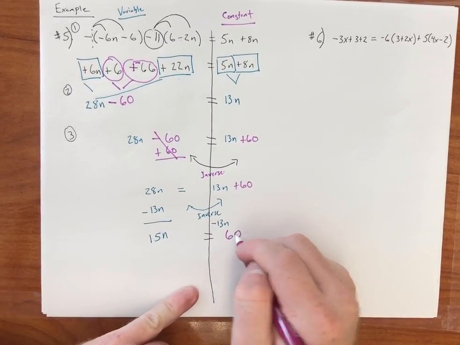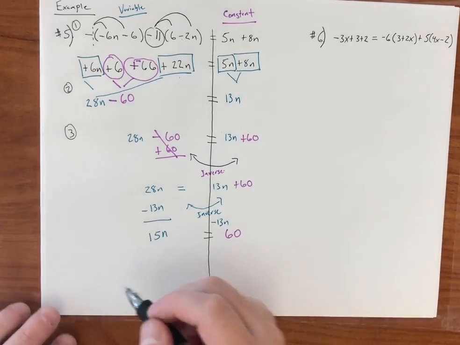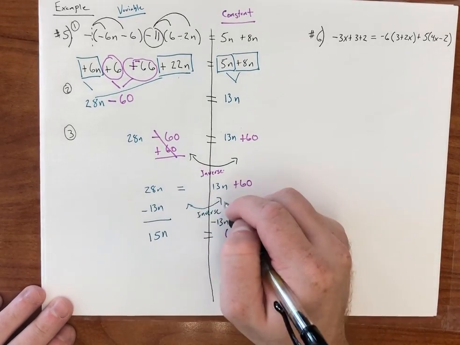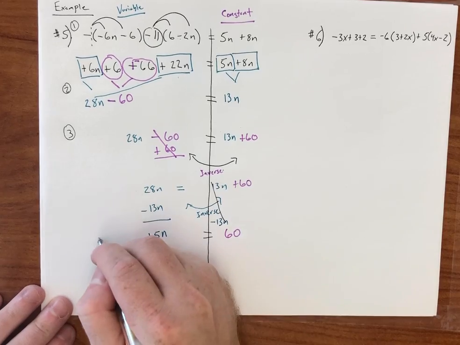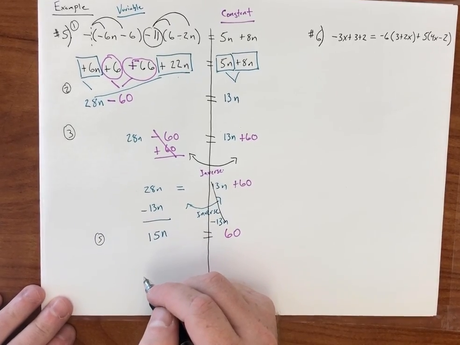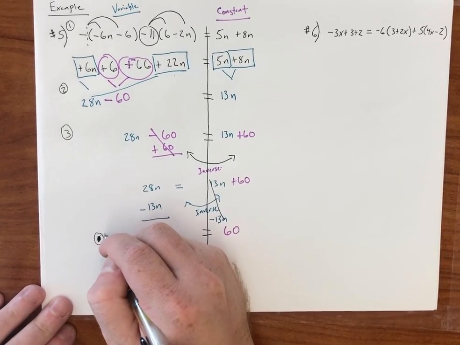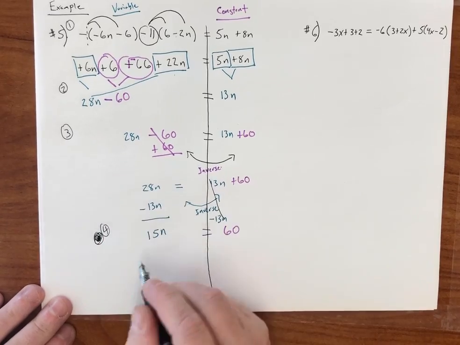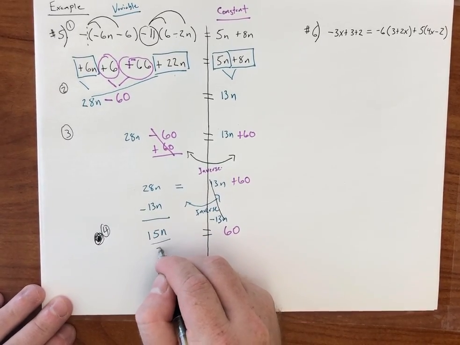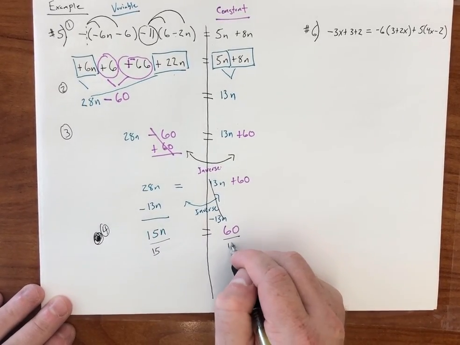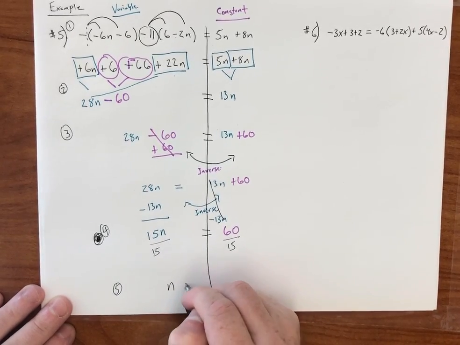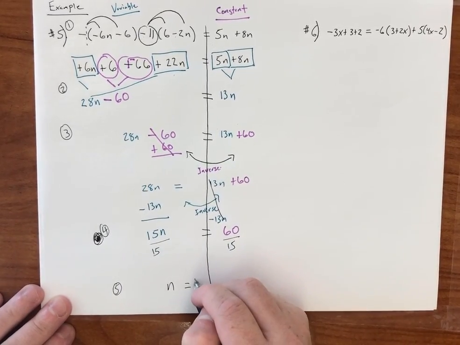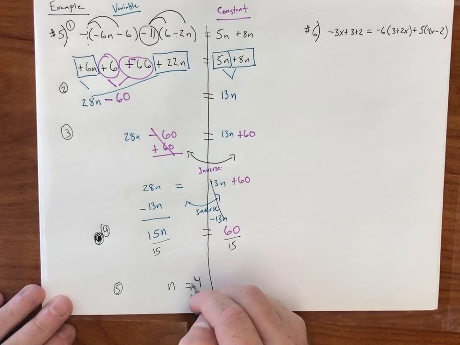Now, we're on step number 4, excuse me. Step number 4, where we want to divide, so divide by 15, divide by 15. And now my fifth step is to give me what n equals. n equals 60 divided by 15 gives me 4. So n equals 4.